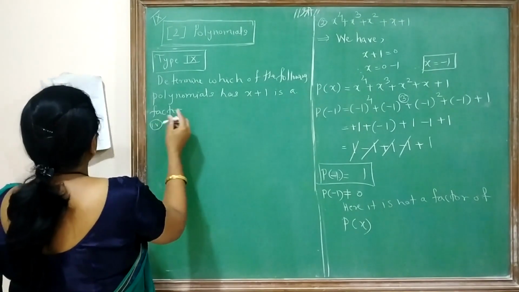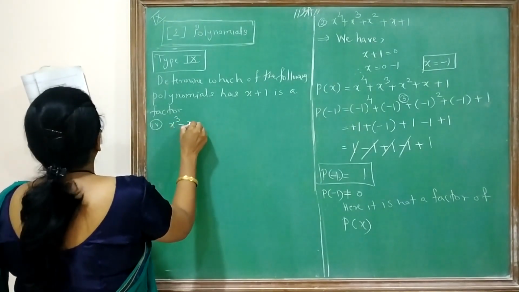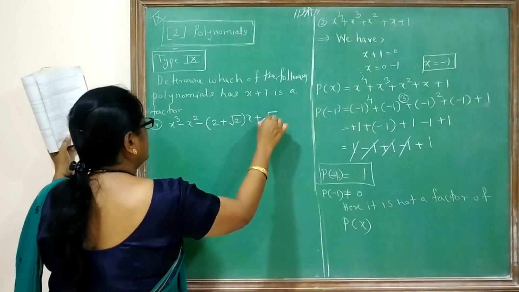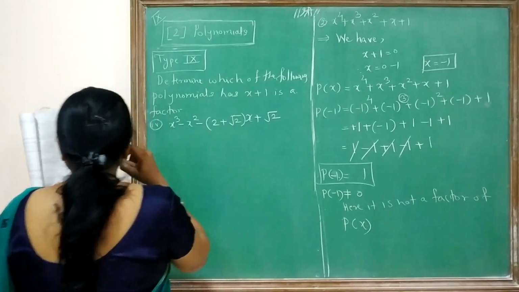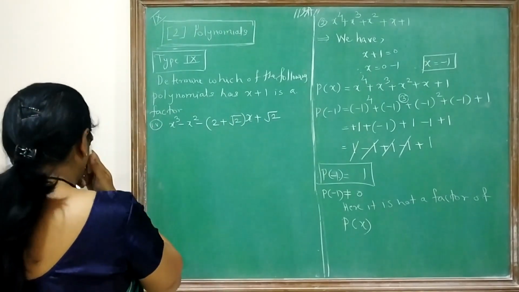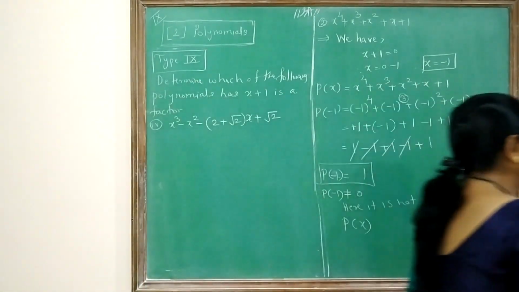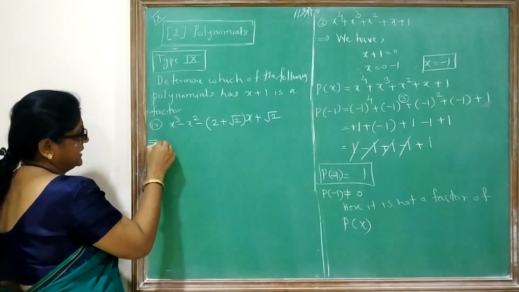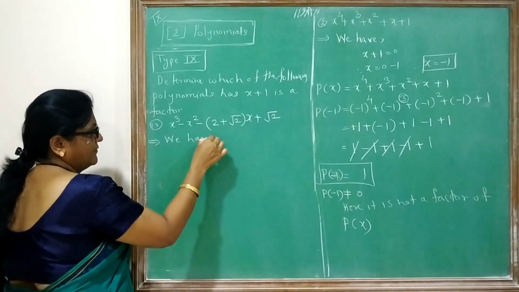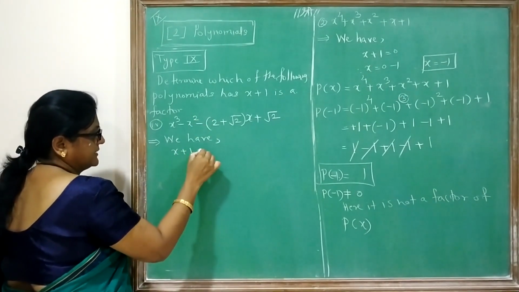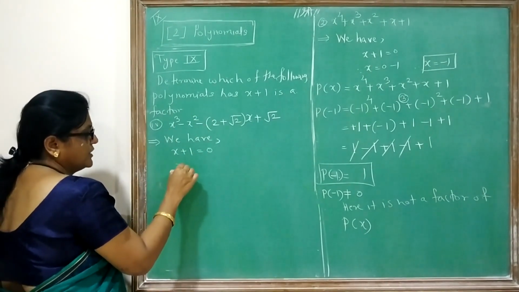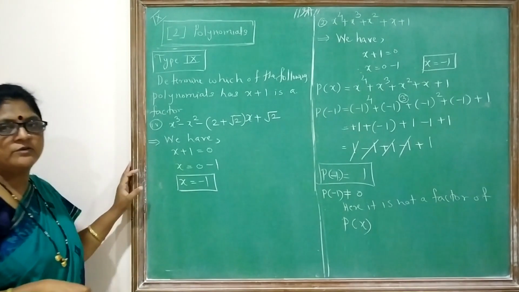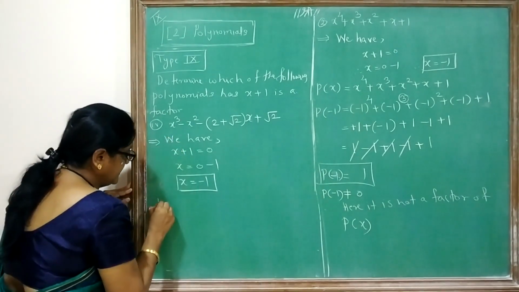Then your fourth example is x cube minus x square minus (2 plus root 2) into x plus root 2. Here we have x plus 1 as a factor, that is x plus 1 equal to 0. Then x equal to 0 minus 1. Then x equal to what? Minus 1. Then again you will write the p of x.